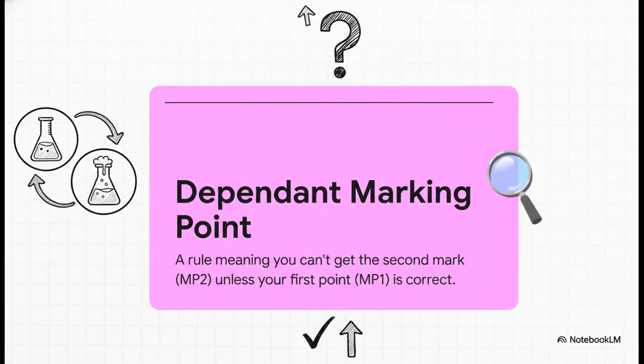And here's another bit of insider jargon for you. Dependent marking. In question 1.2, for instance, you get 1 mark for correctly naming the test for chloride ions, but you only get that 2nd mark for describing the result if your first point was correct. See? The marks are linked together.